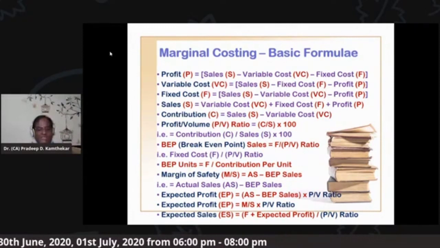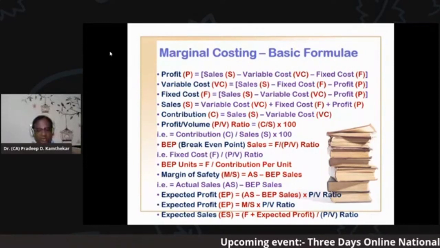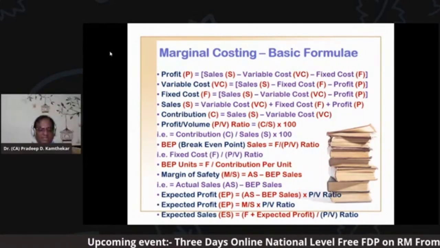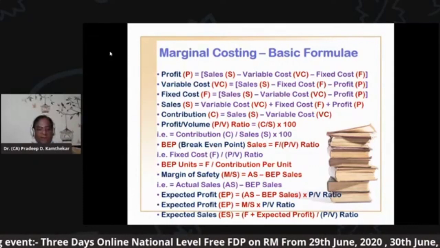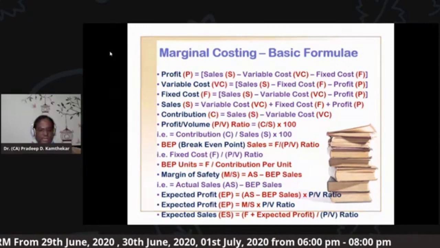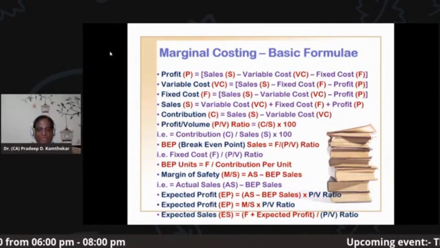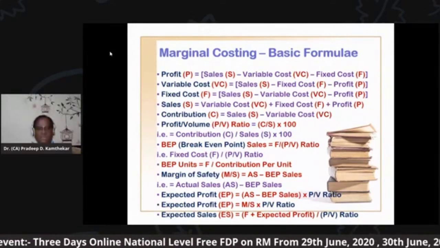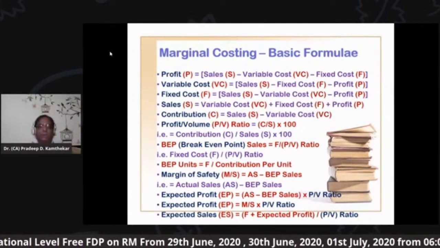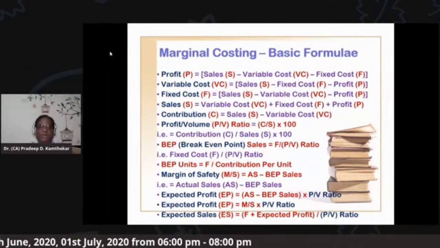When it is in terms of sales, the formula is fixed cost F divided by PV ratio, that is given. And then suppose this is in terms of units, how many units we have to manufacture and sell to have break even point. Then break even point in units is calculated like this. It is fixed cost divided by not PV ratio but contribution per unit. So whenever it is break even sales, it is fixed cost divided by PV ratio, and whenever it is break even point units, it is fixed cost divided by contribution per unit.